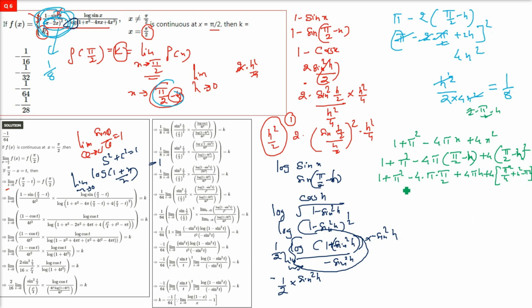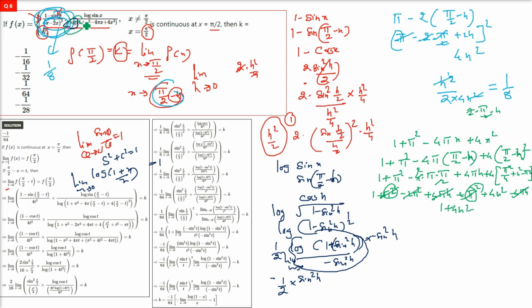Now this 1 plus pi square, 2 gets cancelled, so you have minus 2 pi square. Minus 2 pi square plus 4 pi h, and just multiply this, 4 gets cancelled, pi square plus 4h square minus 4 pi h. Now this gets cancelled. Pi square plus pi square is 2 pi square, minus 2 pi square is there, so all the pi square gets cancelled. So you are left with 1 plus 4h square.